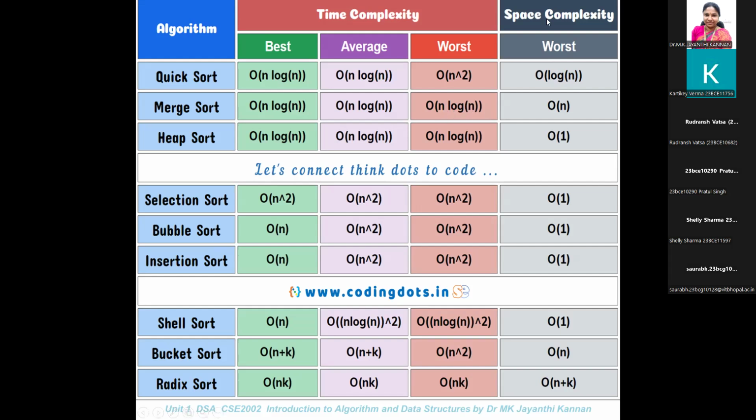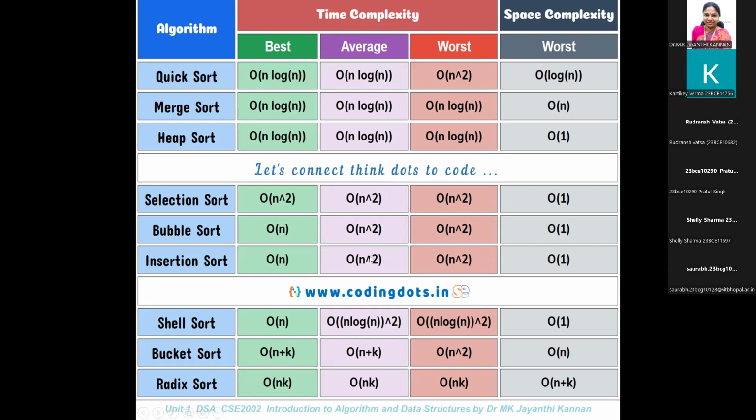So n log n is the time complexity, and the corresponding space complexity is also shown. Heap sort takes n log n in all cases, and its space is order of 1. Selection sort, because we have to select and place, is n square in the best case, average case, as well as worst case. Space complexity is order of 1. Bubble sort is order of n in the best case, and n square in the average and worst case.